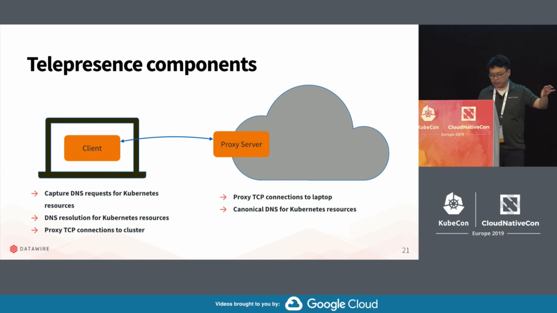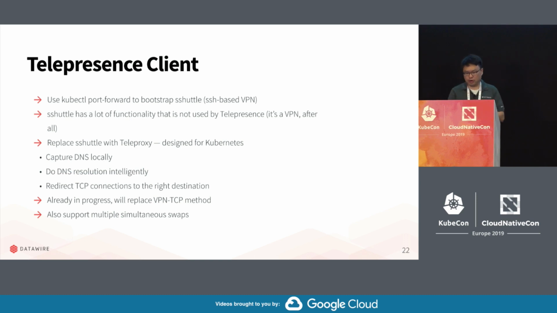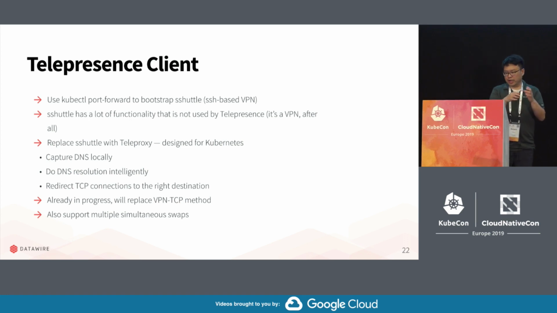And then we proxy the TCP connections from your laptop to the cluster. And in the cluster, we have a proxy server, which proxies your TCP connections back to your laptop. And it also is the canonical DNS for all your Kubernetes resources. So those are the two components. On the client side, the way it works today is we use kubectl port-forward to bootstrap sshuttle, which is an SSH-based VPN. We tried a bunch of different VPN-type solutions, and it turned out sshuttle seemed to be the most reliable.